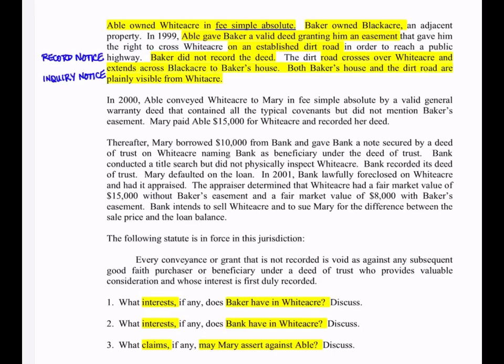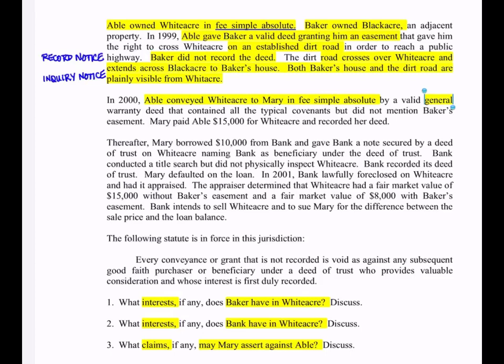The next paragraph says, in 2000, Abel conveyed Whiteacre to Mary. Okay, Mary is the buyer of the servient estate. To Mary in fee simple absolute by a valid general warranty deed that contained all the typical covenants but did not mention Baker's easement. So again, here comes the concept of notice. And here we have it. There is no actual notice. Mary is not told about it. But she certainly has inquiry notice.